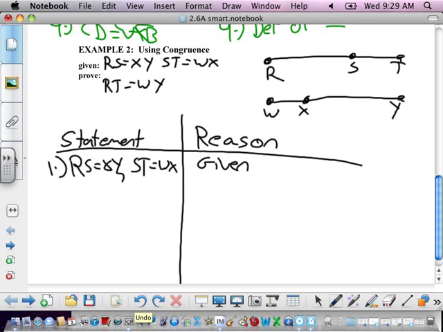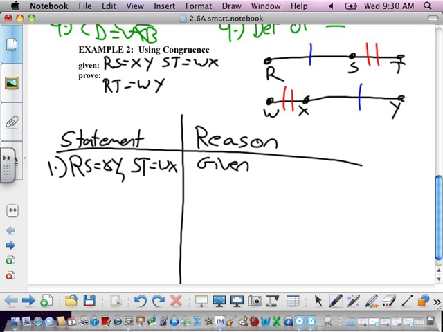I strongly suggest that when you're given the given, you draw on your diagram if you're given one, so it makes sense. RS is congruent to XY, and ST is congruent to WX. That's going to really help you out. What do you think I'm going to have to do up here? I want to prove that the whole things are congruent to each other, and we have that the pieces are congruent to each other. What kind of things are they? So we're probably going to have to use segment addition.